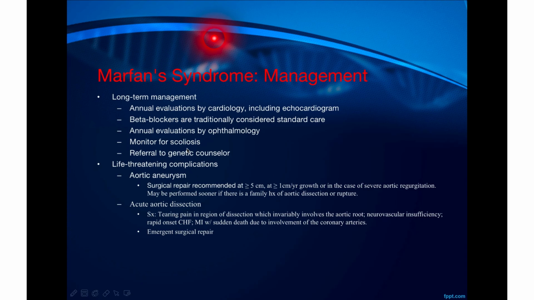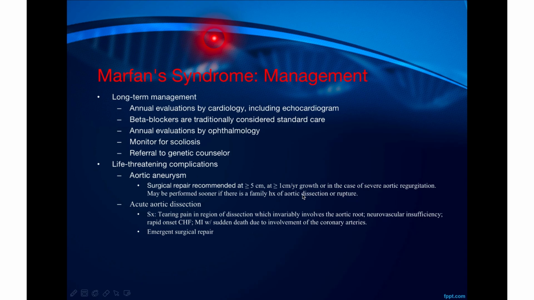Also, we're going to have some life-threatening complications as well, such as aortic aneurysm, and in this case we know that we're definitely going to have to do surgical repair. Usually the indications for this are if the aortic aneurysm is more than 5 centimeters, or if it grows at 1 centimeter per year, or in a case of severe aortic regurgitation. So these are the indications for surgical intervention, and it may also be performed sooner if there's a family history of aortic dissection or rupture.